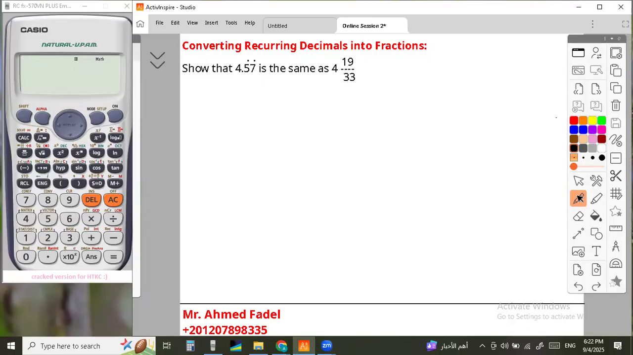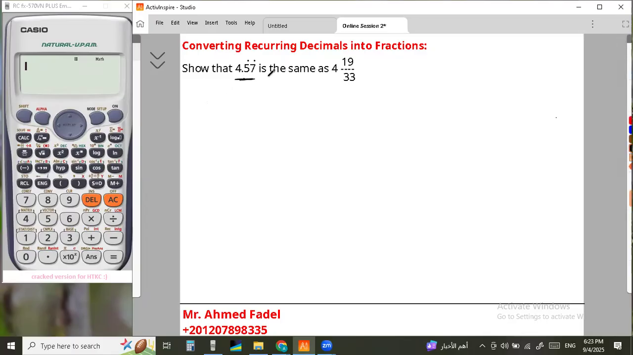Hello everyone. In this video, we're going to learn how to convert recurring decimals into fractions or into mixed numbers. The first step, as you see in this example, they're asking you to show that 4.57, with dot notation above the 5 and above the 7, which means the 57 is the recurring section. It's 4.57, 57, 57, and so on. They want you to show that this is the same as this when written as a fraction.